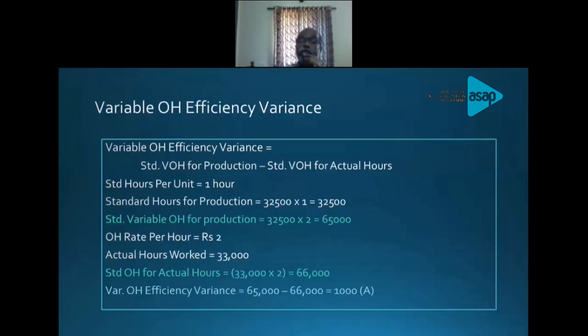Overhead rate per hour is ₹2. It is already calculated. Actual hours worked is 33,000. So standard overhead for actual hours, 33,000 into 2, is 66,000. That is also calculated. Overhead efficiency variance is standard variable overhead for production, which we have computed as 65,000, minus the standard overhead for actual hours, 66,000. So the difference is 1,000. Variance is 1,000.